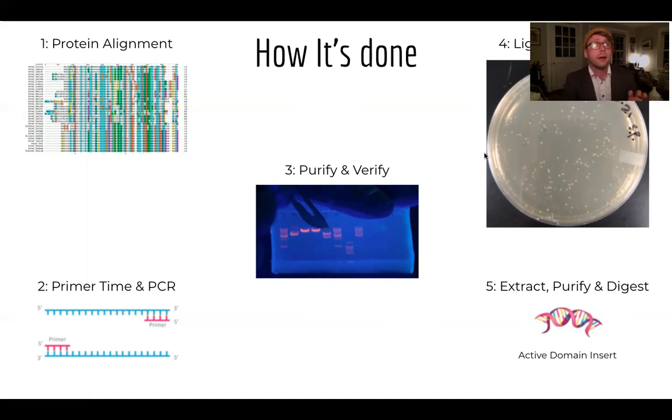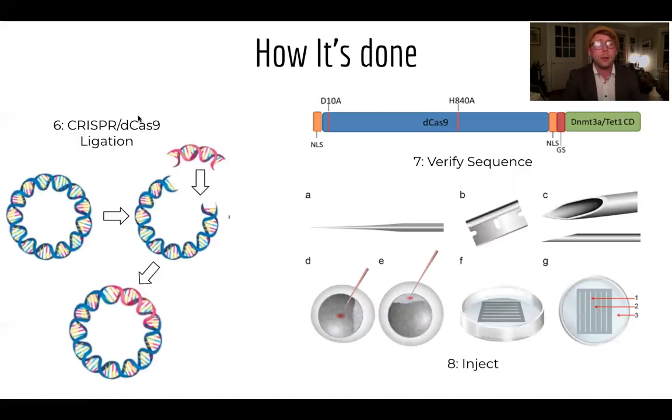We ligated into a pGEM-T plasmid. We transformed and then plated on IPTG and X-gal. We grabbed our little white colonies and we extracted, purified, and digested. Down here you can see a depiction of our active domain insert. We then took that insert and ligated it into a CRISPR plasmid. We sent that CRISPR plasmid in to verify that we indeed didn't frame shift or anything, that we had an active enzyme, and then we injected.